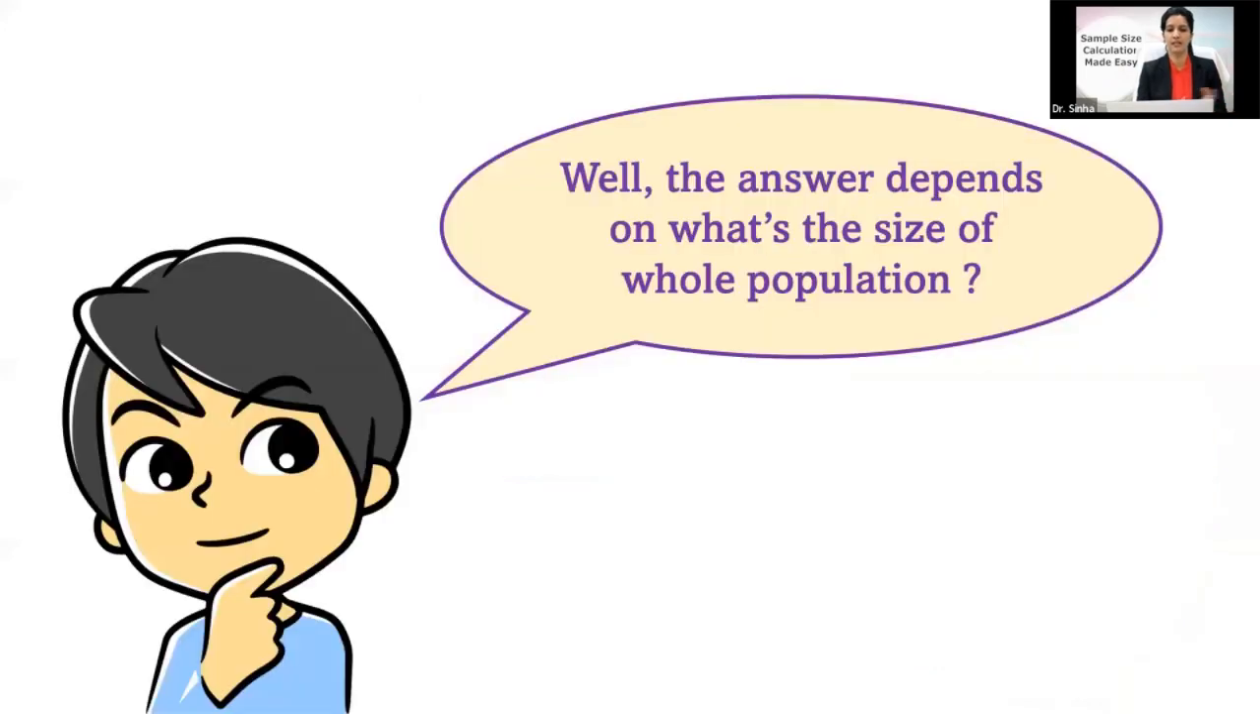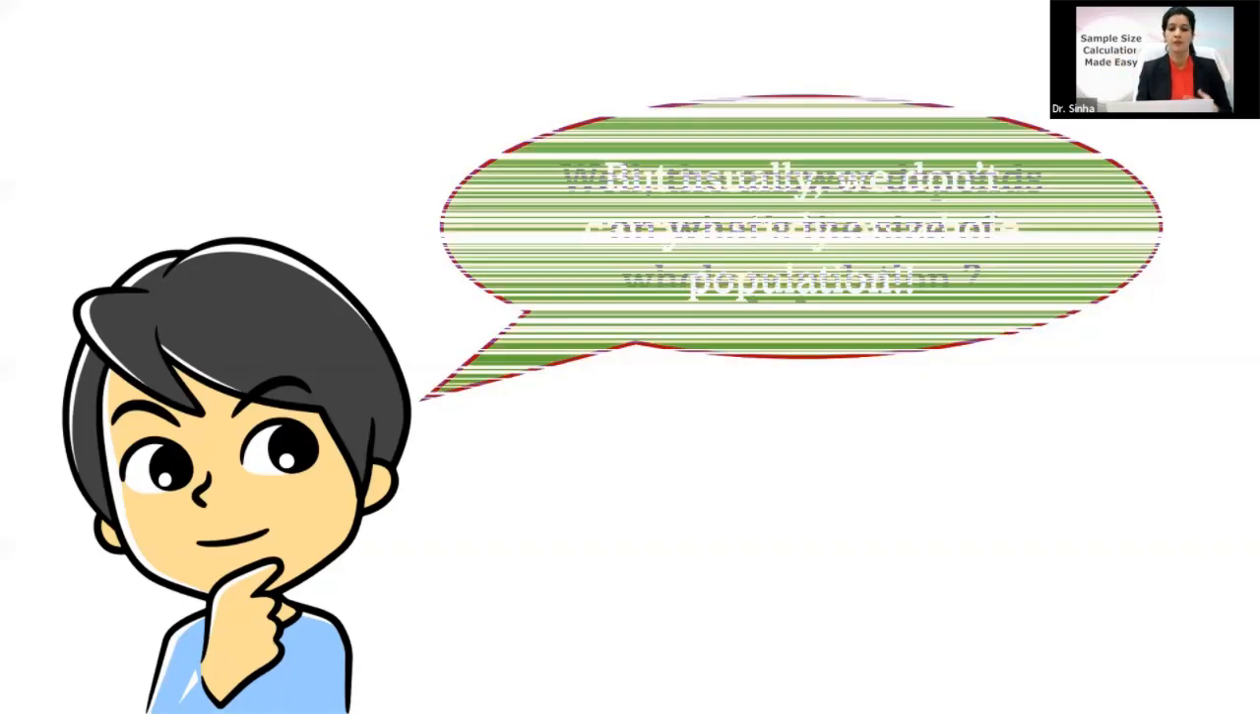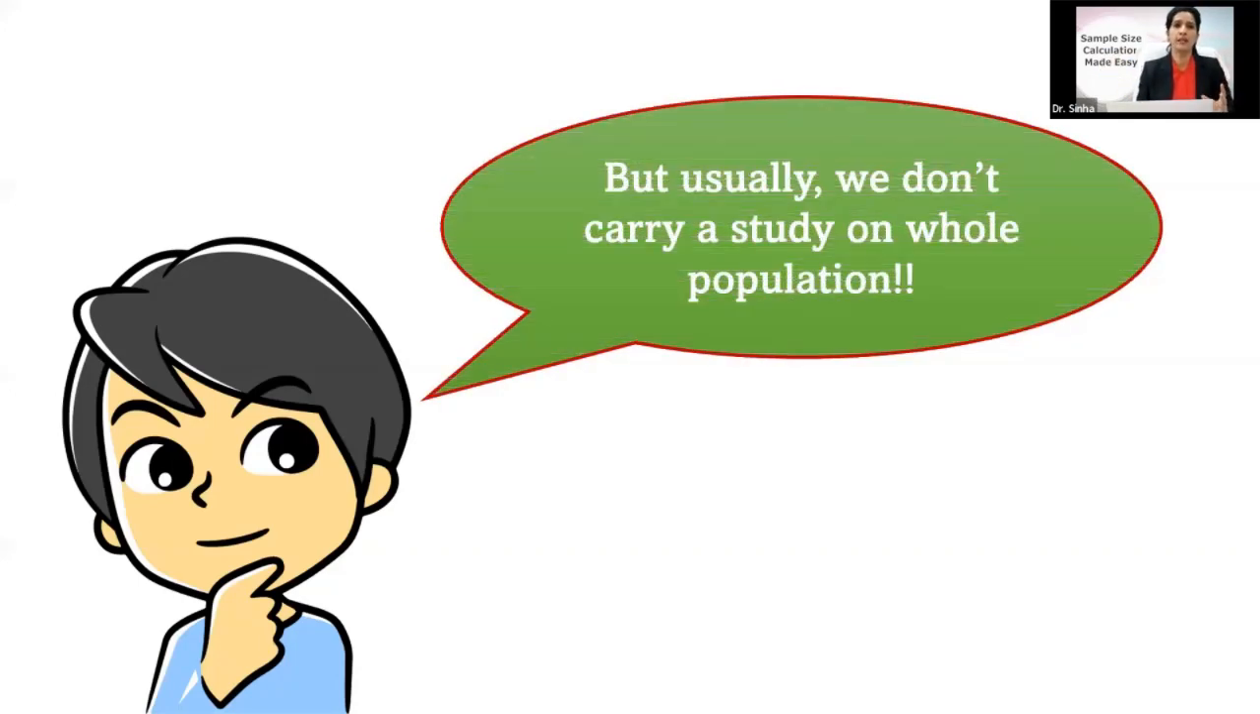So the correct answer is, well, the answer depends on the size of the population. If the size of the population is small, and if you can include all of them, then obviously you can. But if the size of the population is very large, is it feasible for you to include all those diabetic patients? So it depends. But usually we don't carry out a study on the whole population.